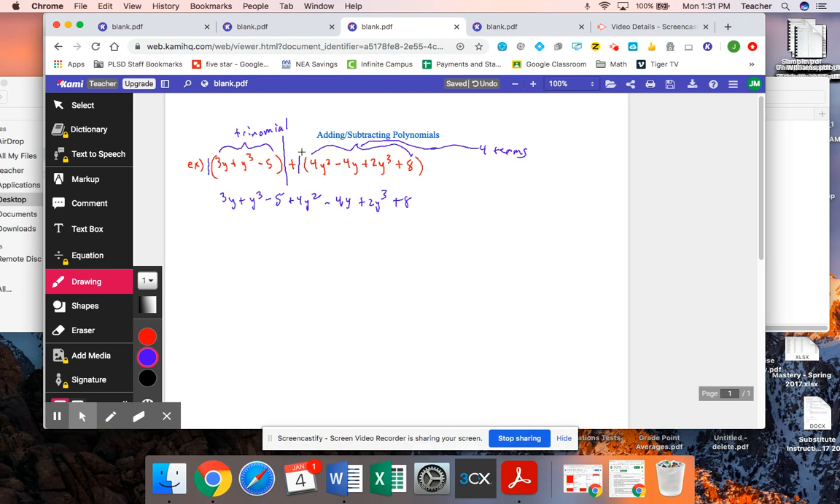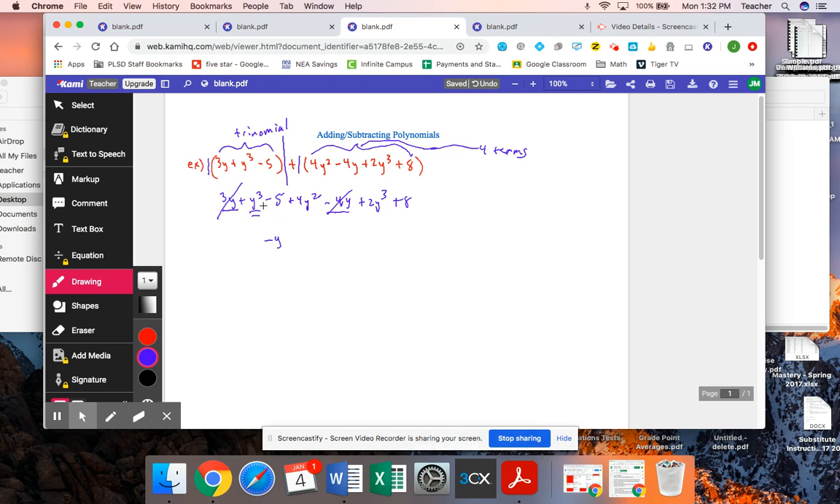If this happened to be a 3, I would have to distribute the 3 first because I can't really combine these two until I get rid of the parentheses. But as it stands, this is what I have. I do have a y term here. There's a y term there. And that's it. I have 3y minus 4y. That's negative y. If it helps, cross those out.